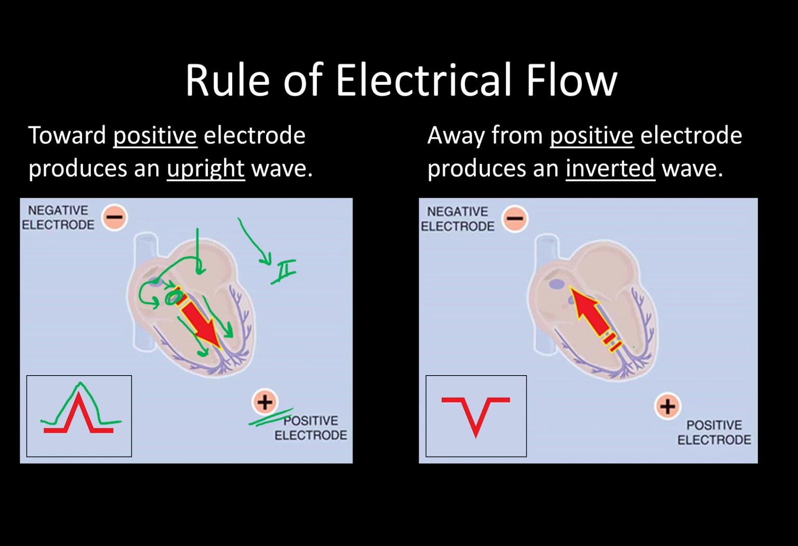Once that electricity hits the bottom and starts moving upward along the sides, away from the positive electrode, you wind up getting a negative deflection. That's the rough idea, the concept behind this. The next couple of slides will help lay it out.